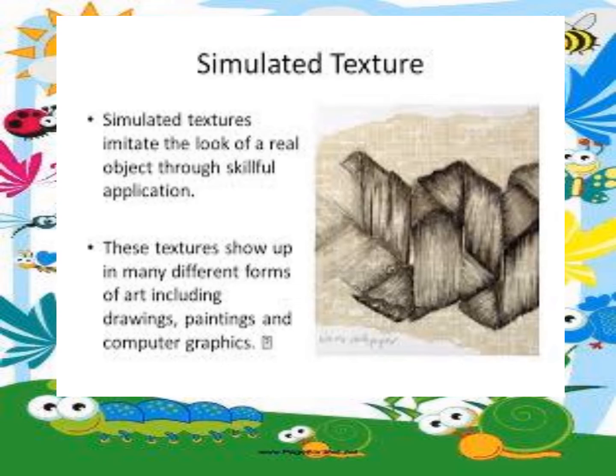So, this is a simulated texture. Simulated texture imitates the look of a real object through skillful application. Yan. Ito, gawa na ito sa computer. Akala mo, siya ay natirintas dahil ginaya siya sa actual. Pero kapag hinawakan mo siya, yan ay smooth. This texture shows up in many different forms of arts including drawing, painting, and computer graphics.